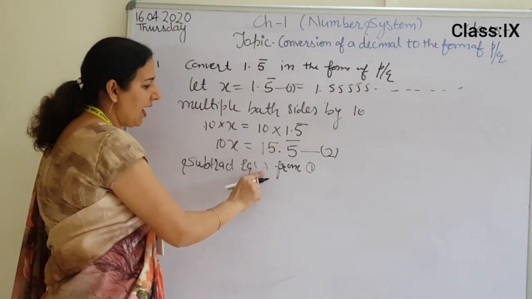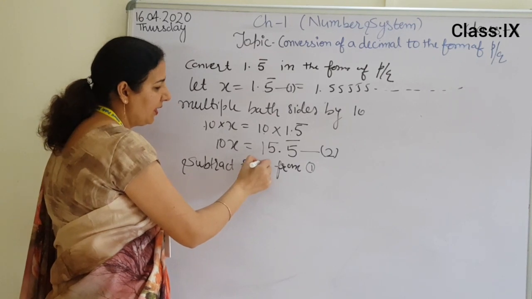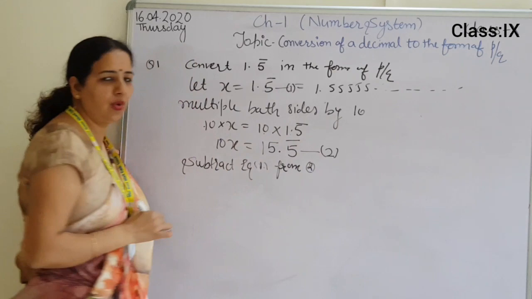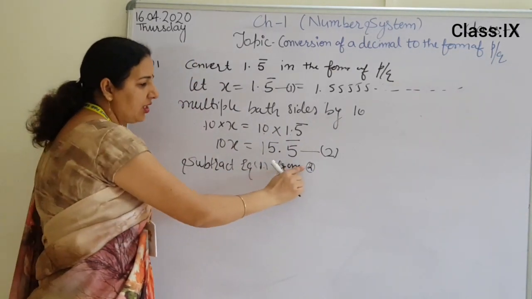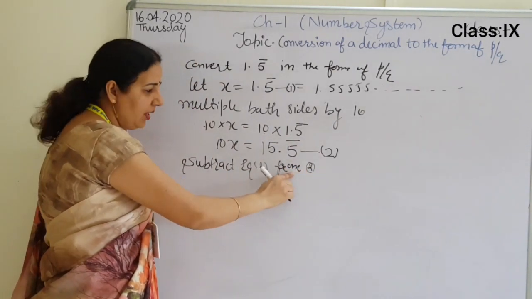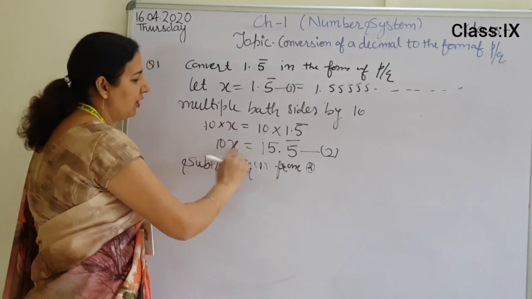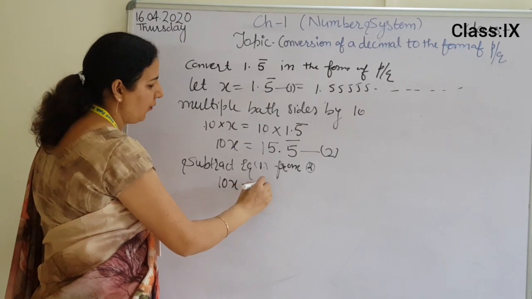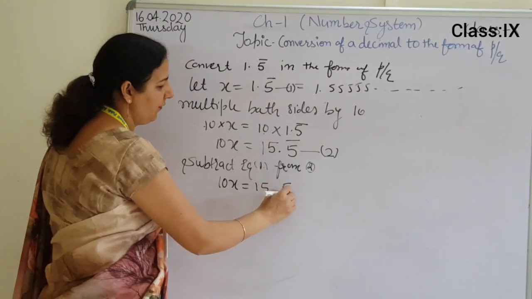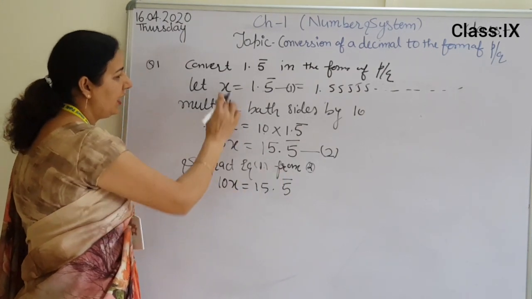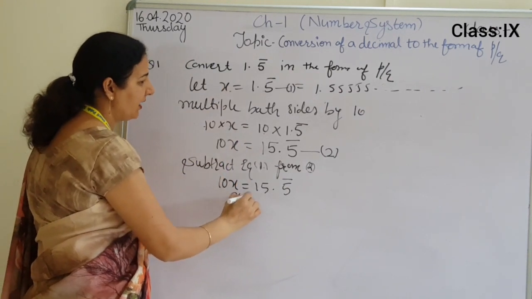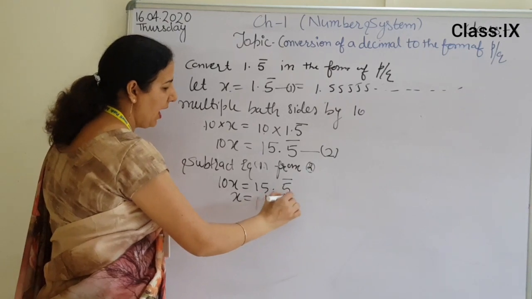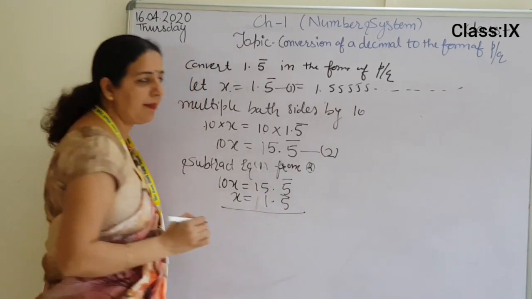So what will we write? Subtract equation 1 from equation number 2. The equation from which we subtract, we write at the top. 10x is equal to 15.5 bar. Here equation number 1, x is equal to 1.5 bar. I think you all are aware of this.